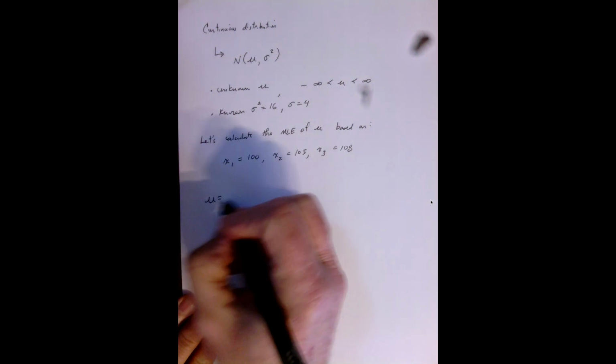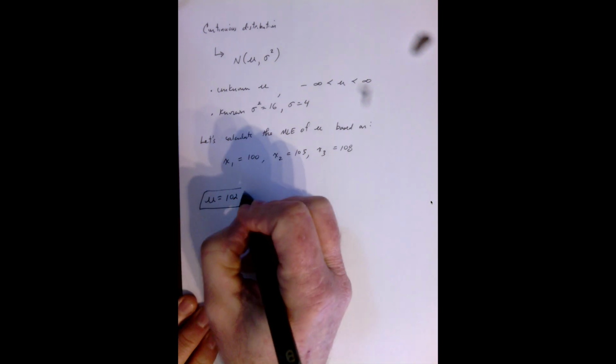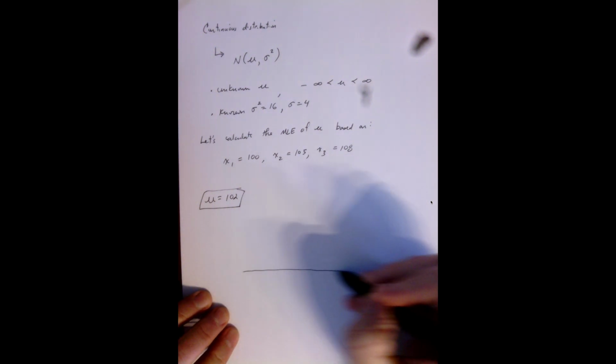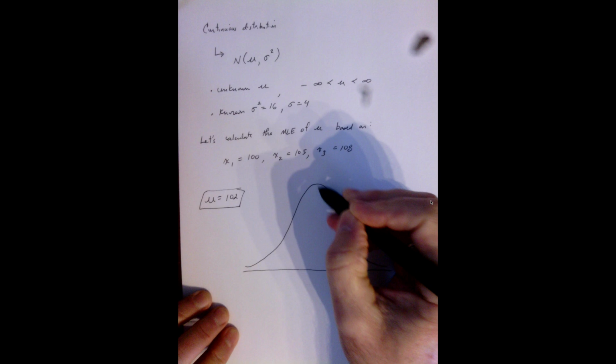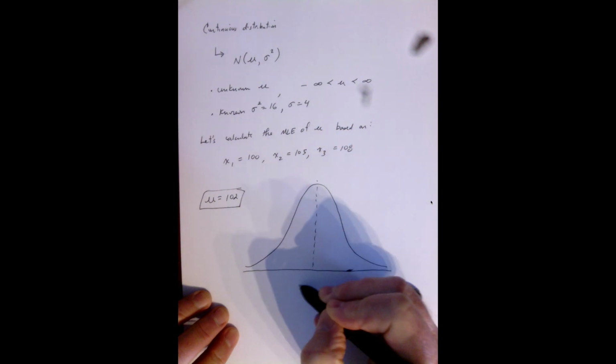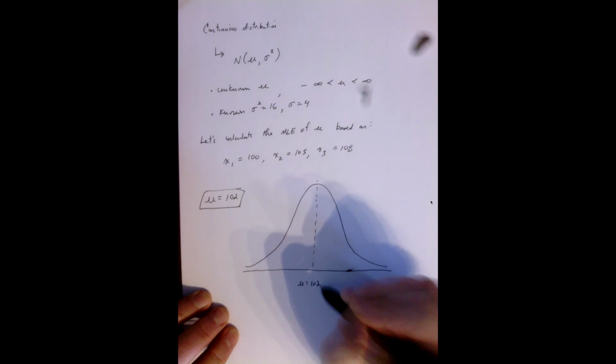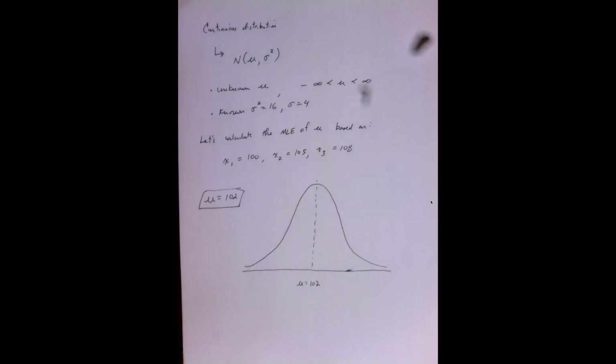So given this data, again, let's choose a value for mu. For the illustration, let's calculate the likelihood for a population mean of 102. So essentially what we're doing here, if we look at the normal distribution, and of course the mean of the normal distribution will reside in the center.